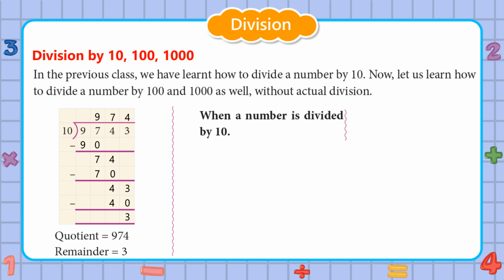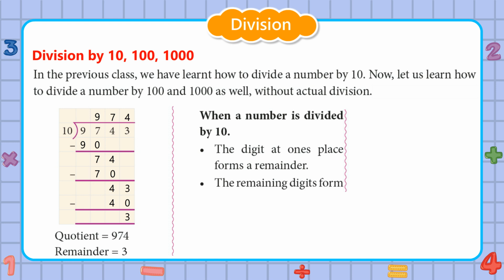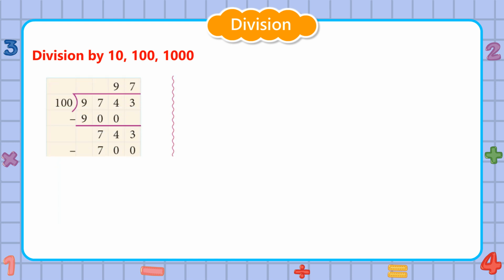When a number is divided by 10, the digit at ones place forms a remainder. The remaining digits form a quotient. Now, let's divide the number by 100. Write 9743 inside the symbol and 100 outside the symbol.